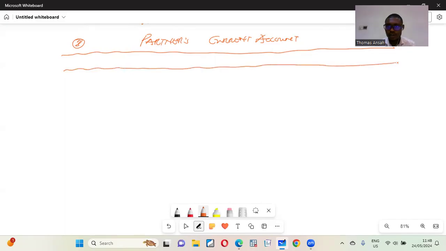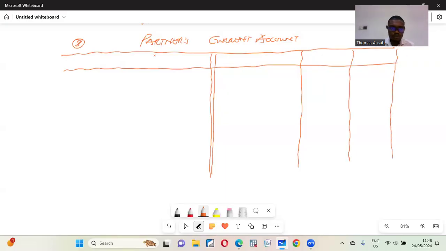And in the illustration that we just did, we had only 2 partners. So if there are 3 partners, create columns for them. So you have this. Just make sure it fits into your answer booklet or your exercise book. So we will have partner A, partner B, partner A, partner B. All right, so that is what we will have.